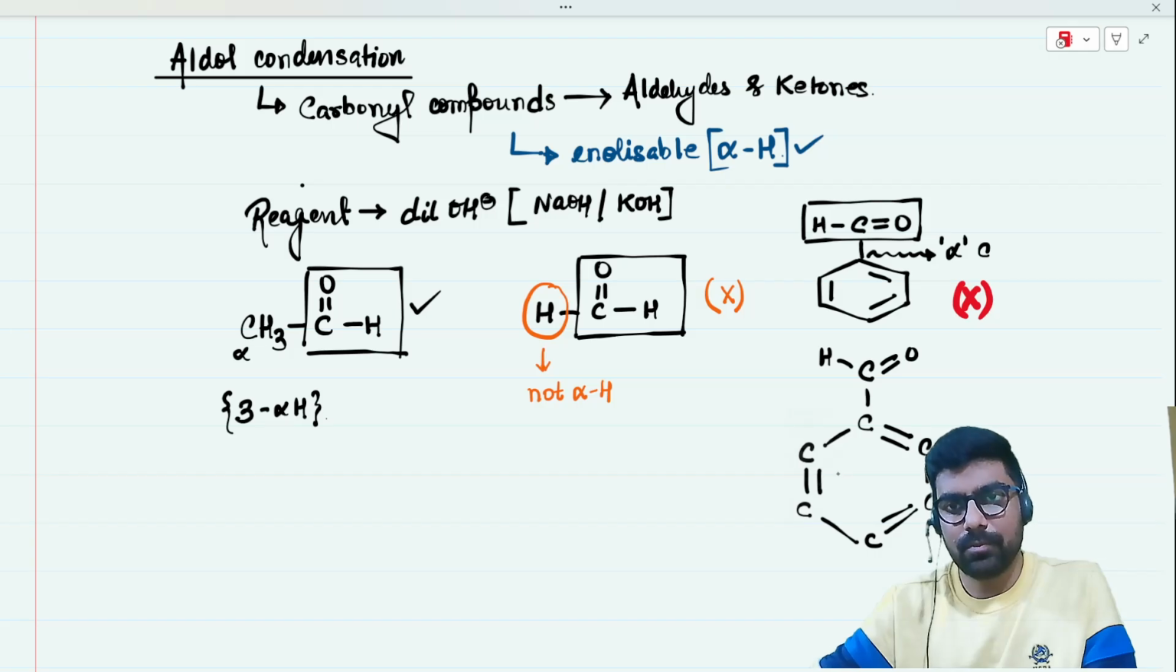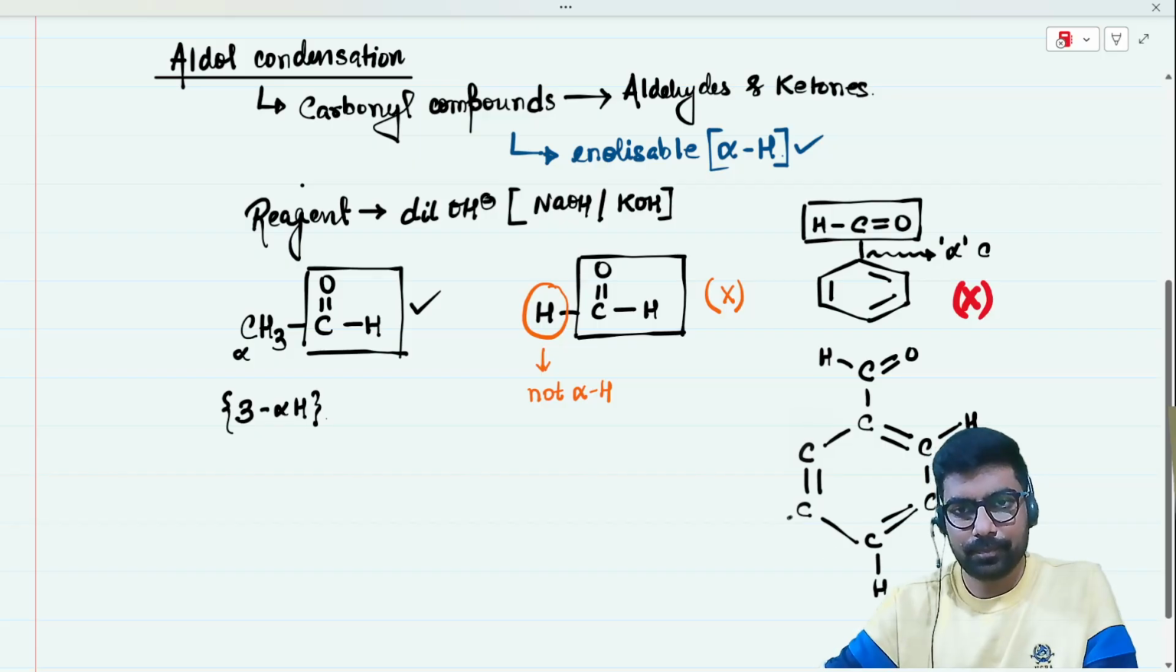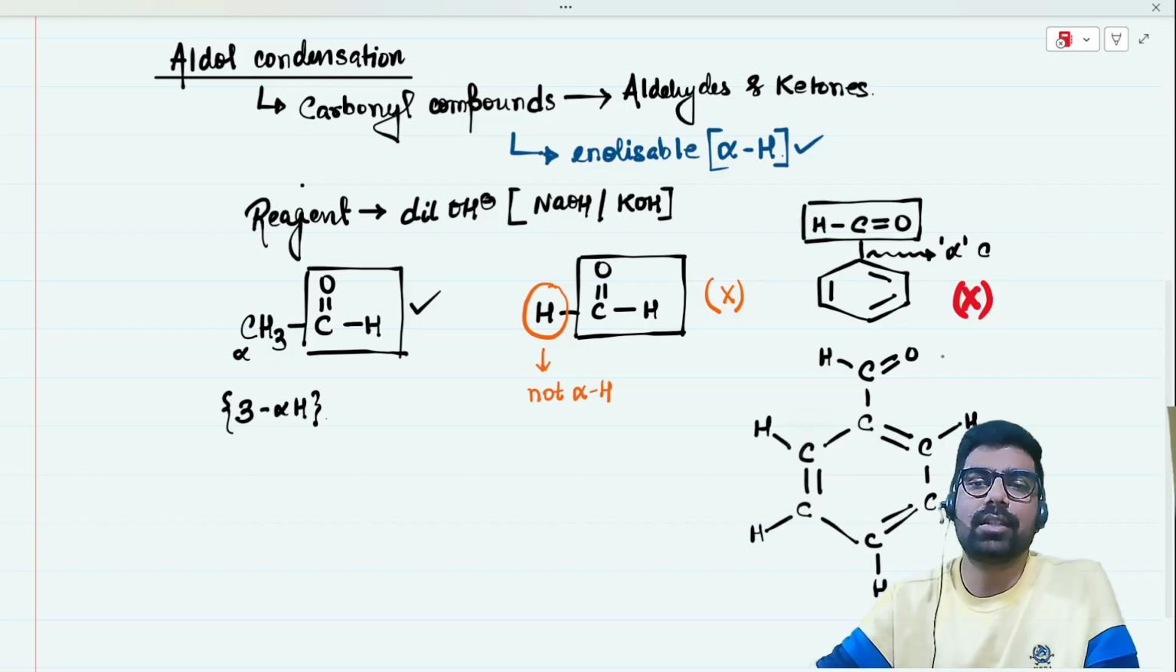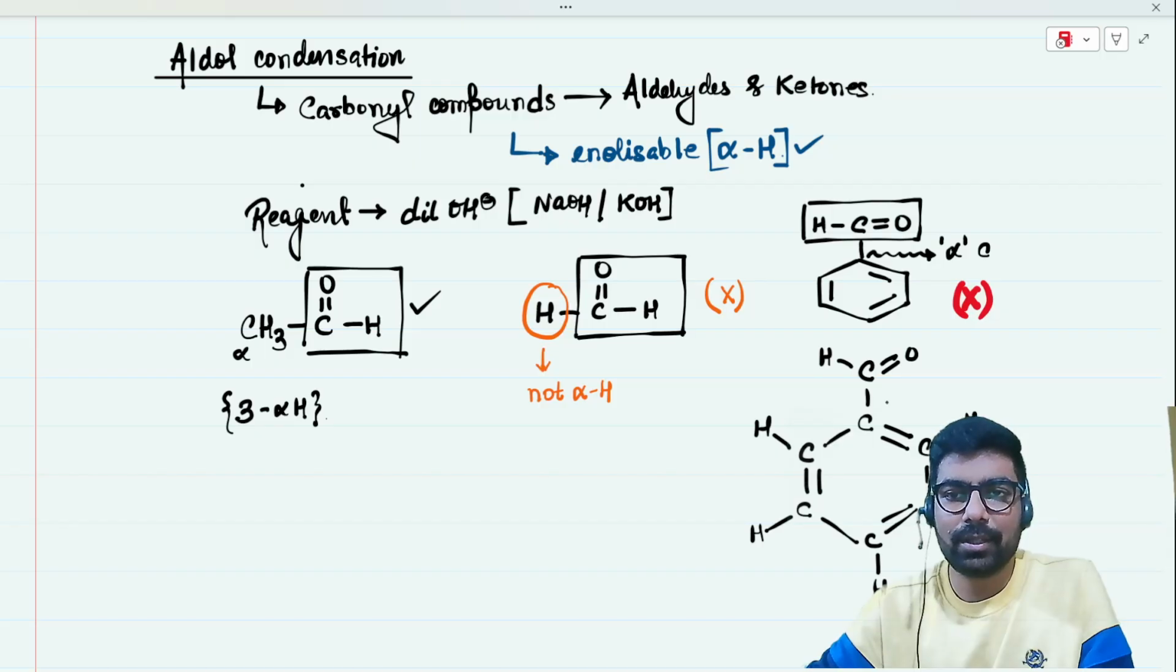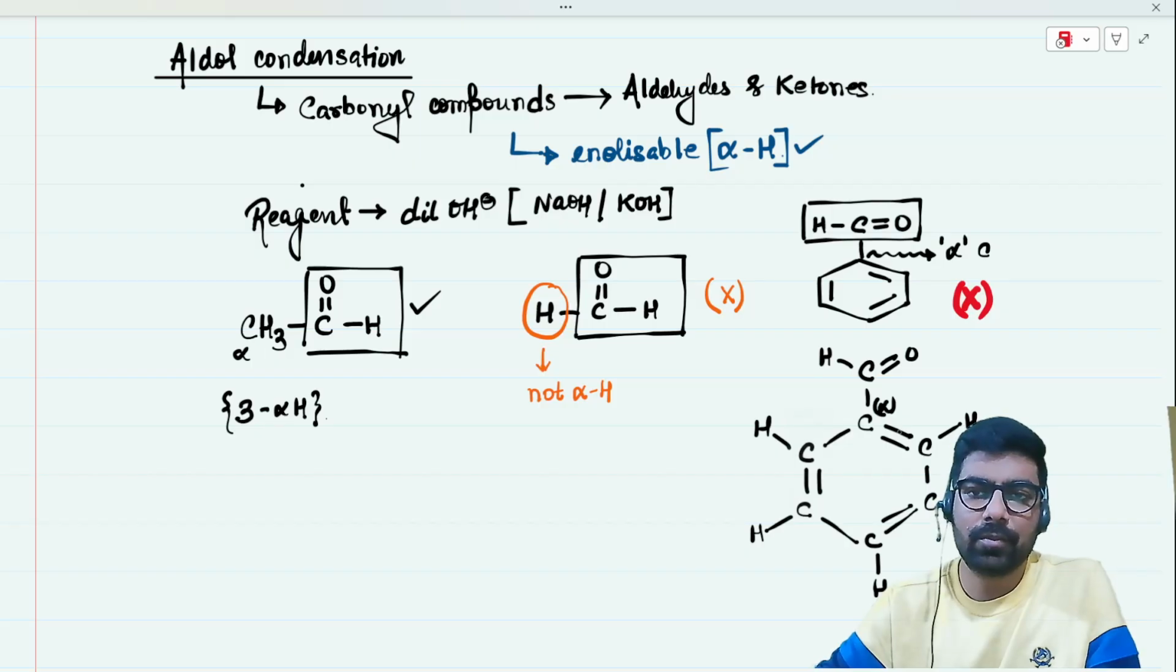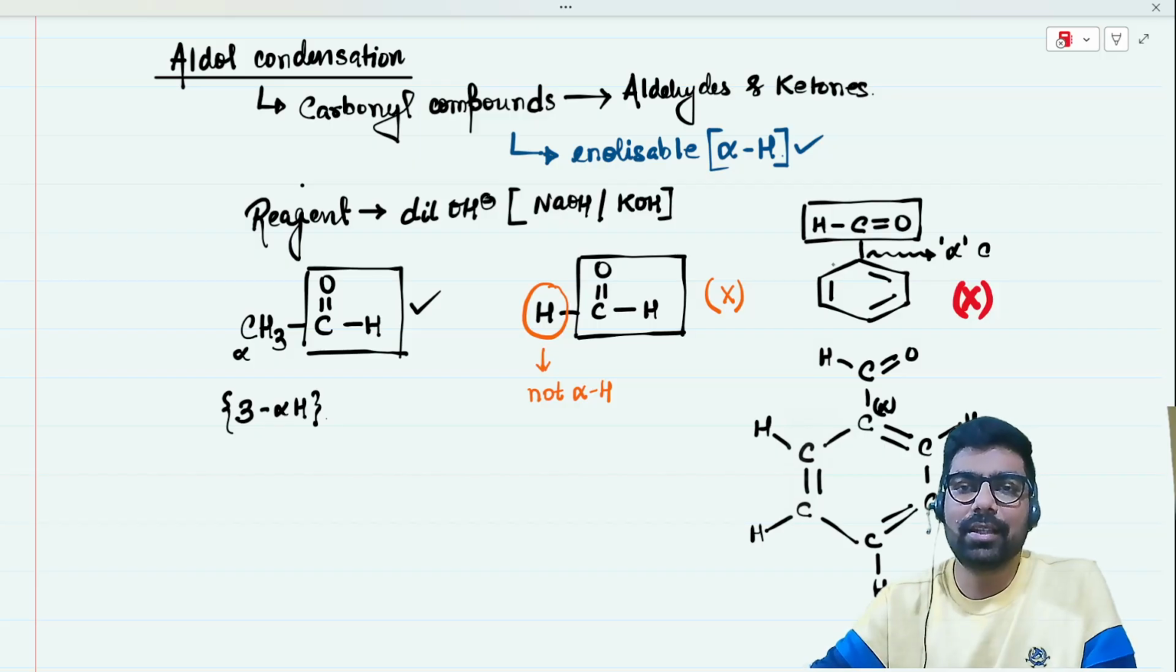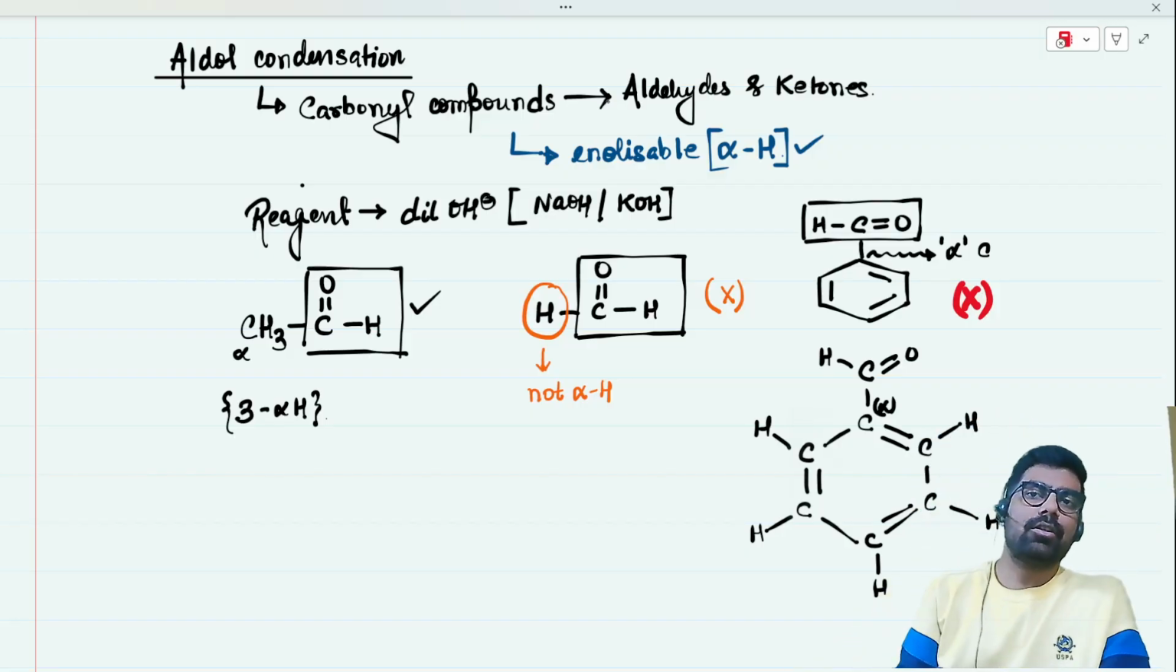Put the double bonds. And it is something like this. Now see, this carbon is my alpha carbon. All the 4 bonds are filled up. This is forming a double bond with this carbon, so 2 bonds, 2 and 2. So 4 bonds are there. So there is no alpha hydrogen. So again, this molecule will also not undergo any aldol condensation.